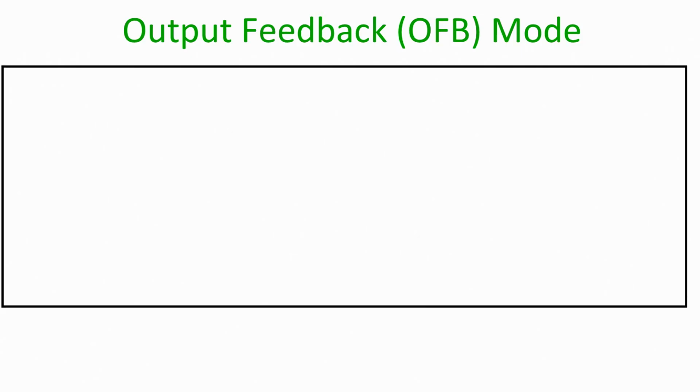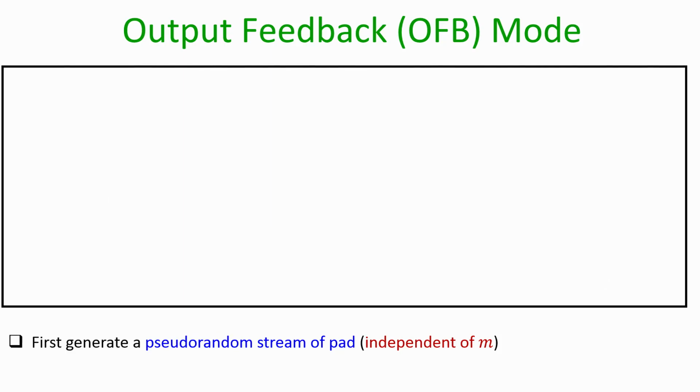So, let us start with the output feedback mode, or OFB mode in short. The idea here is basically that sender and receiver generate a pseudo random stream of pad which is independent of the plain text which the sender wants to encrypt. And once the pseudo random stream of pad is generated and the message is available, the pseudo random stream of pad is used for XORing or masking the message.